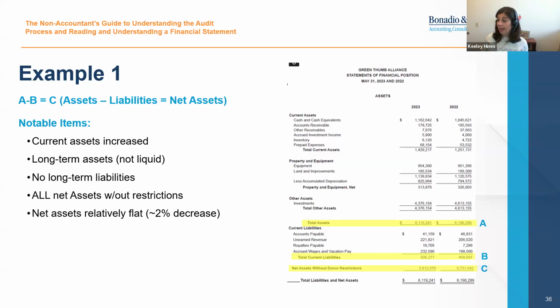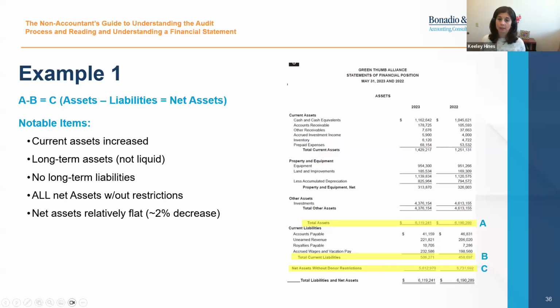Your long-term assets, you don't have any. So that is great. Or excuse me, let me rephrase that. Long-term assets are your non-liquid assets. So that's your investments or your property and equipment, meaning it's not cash and readily available or converted to cash. And then you have no long-term liabilities, meaning no long-term debt, maybe a mortgage or a long-term borrowing. You really just have current obligations. Right here it says net assets without donor restrictions.